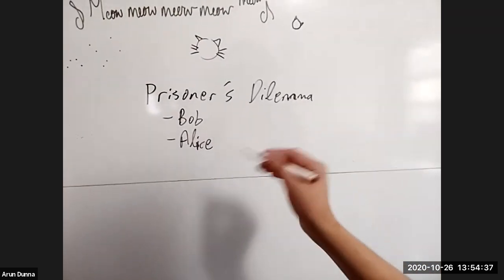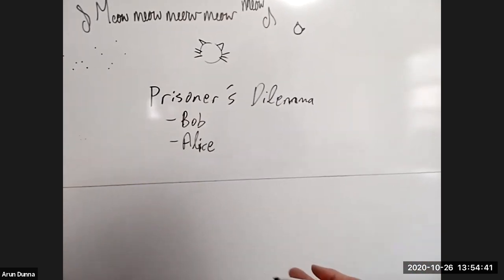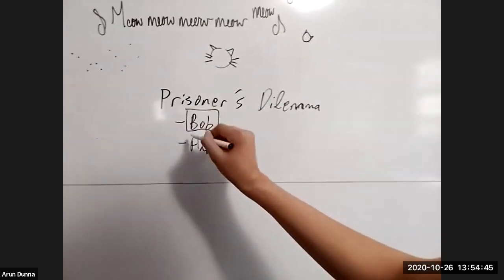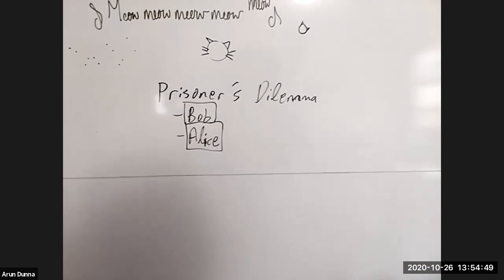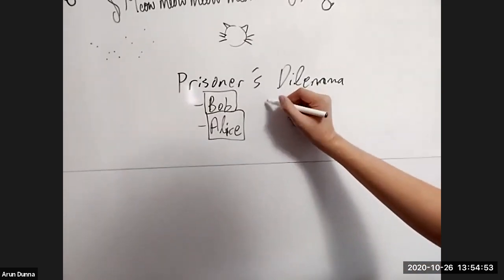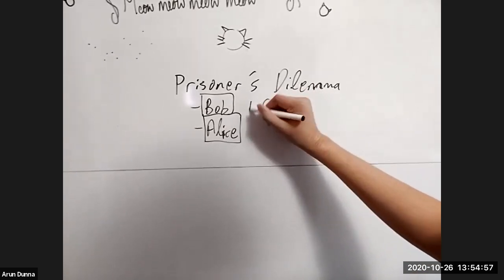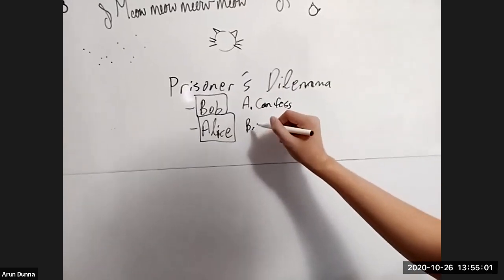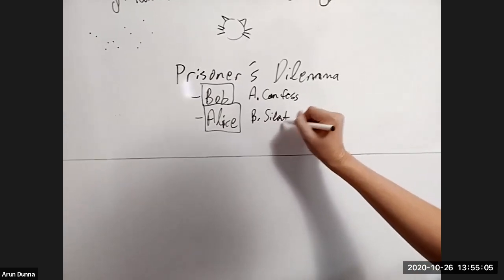So Bob and Alice were both convicted of a crime, and they've both been taken in for questioning. They're being questioned in two separate rooms, so let's put two separate boxes. Both of them are given the same plea deal. And the deal is, you can either A, confess, or B, stay silent. You don't have to confess.